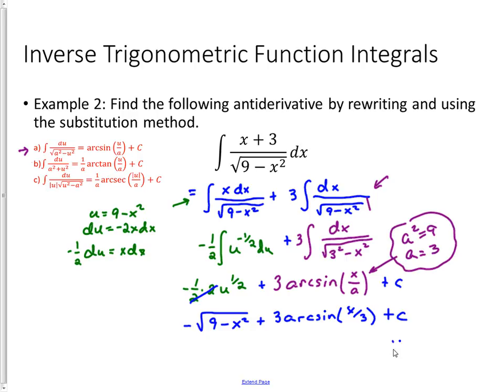So with a little bit of creative rewriting, if we see this kind of structure in the denominator, one of these structures that look like one of these things in the denominators, we can try to rewrite that expression in such a way that we can take advantage of this rule. All right, more to come.